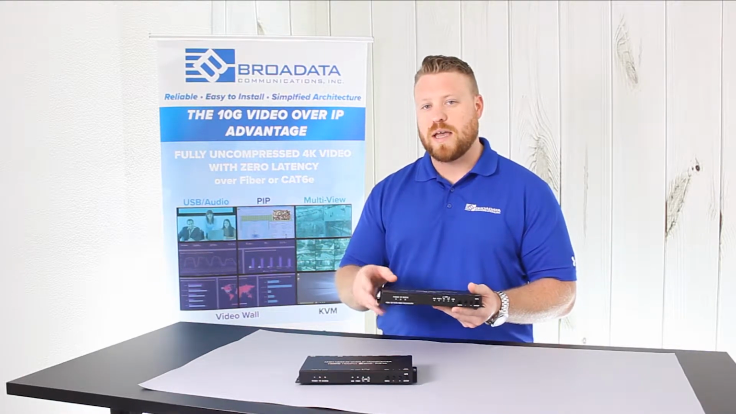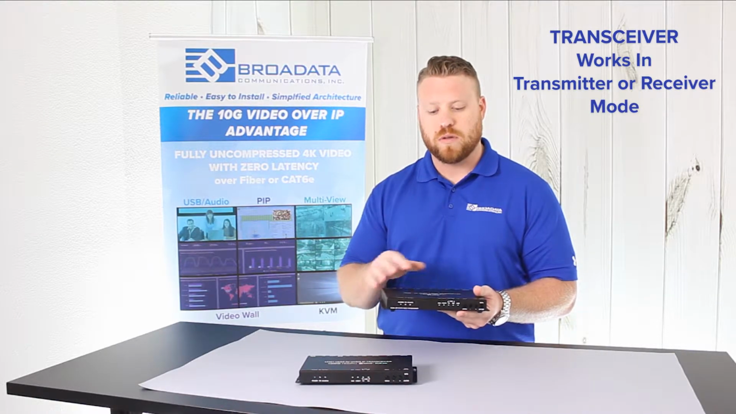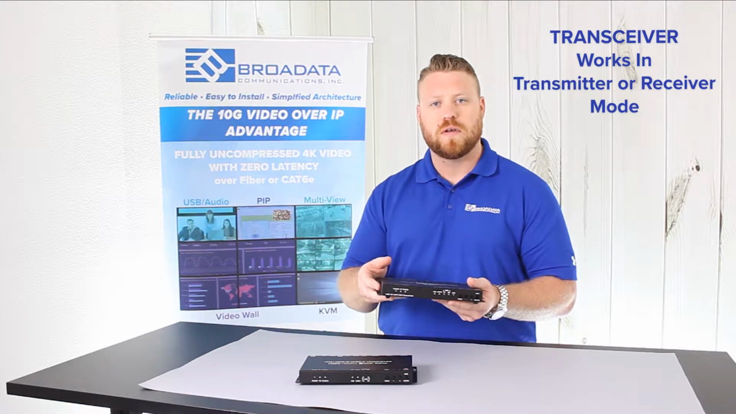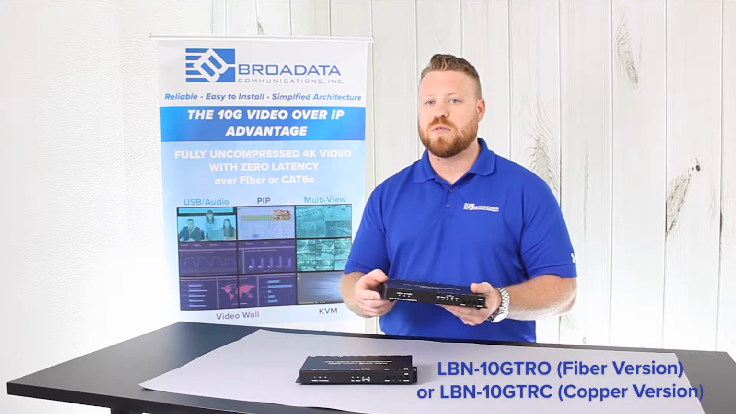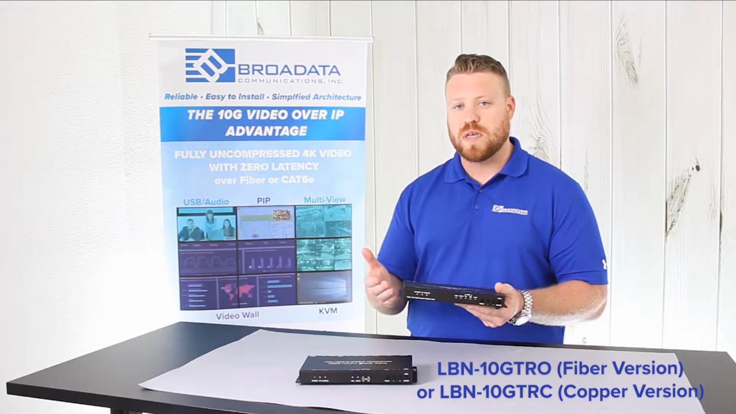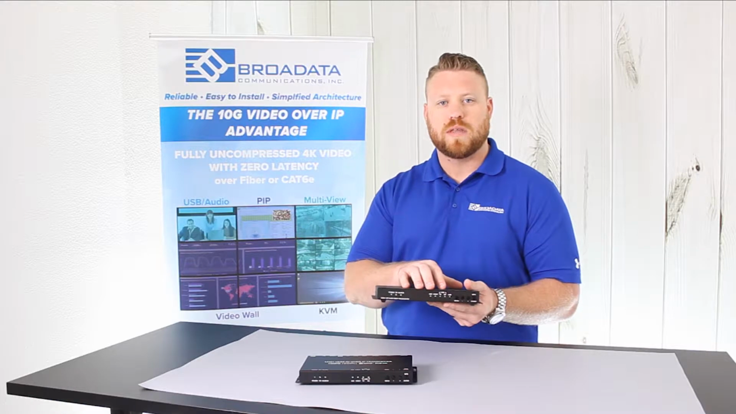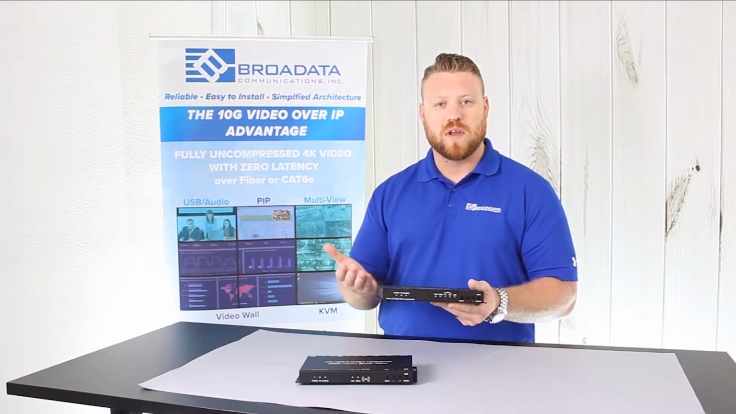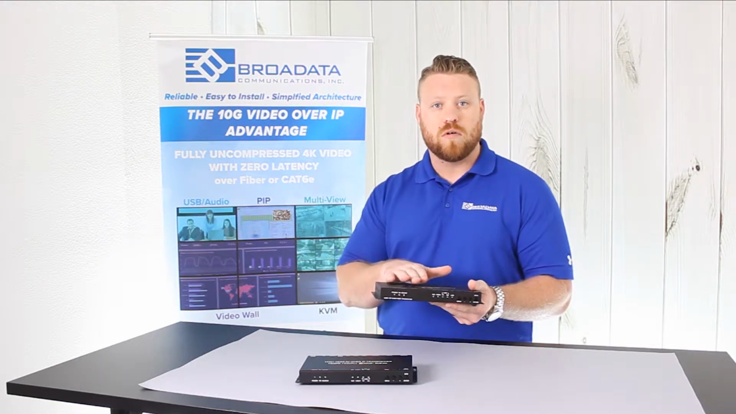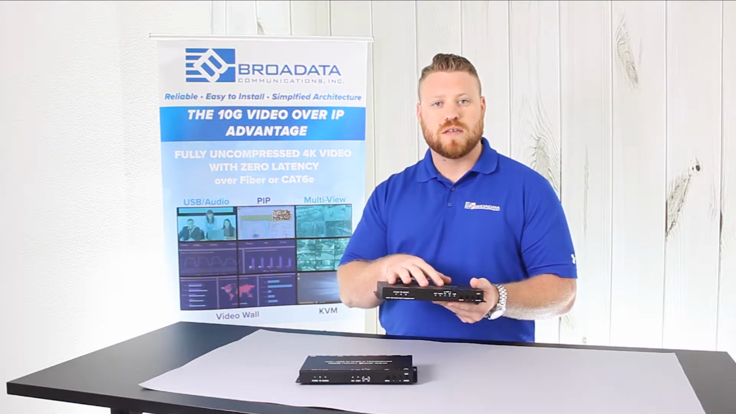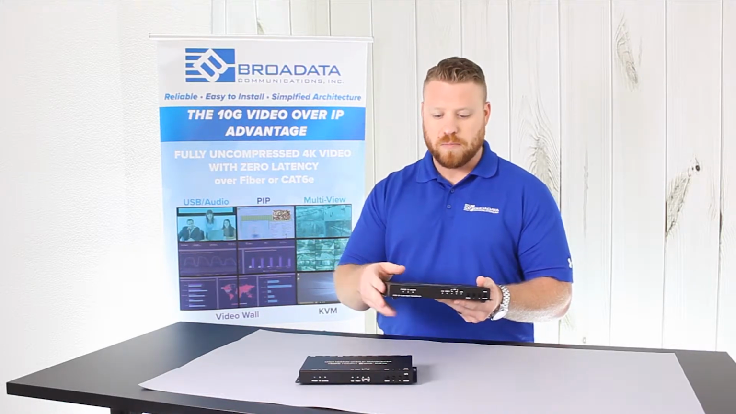And it is a TRX or a transceiver model. And so the part number for this solution is LBN 10G TRO. TR stands for transmitter or receiver. And we have some lights on the front of this unit indicating which mode it's in. And it is software configurable or hardware configurable into either a transmitter or a receiver. And in this case, because it's video over IP, it's an encoder or a decoder, okay?